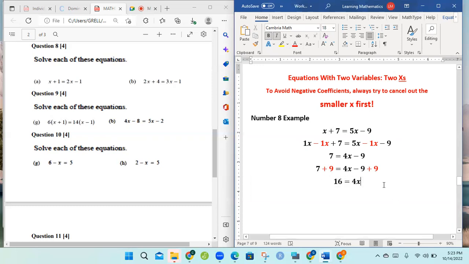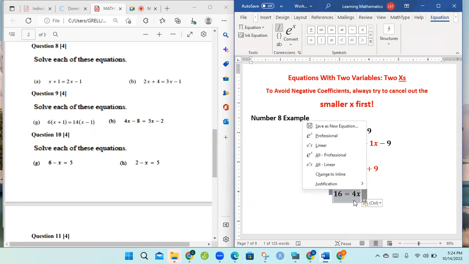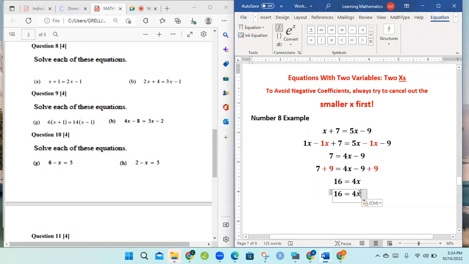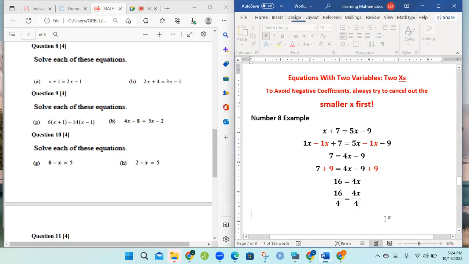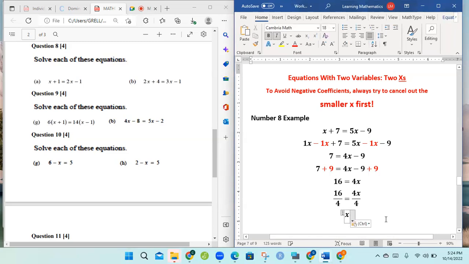And finally, we divide by a positive 4. And train yourself to read from right to left. In mathematics, you can read from right to left. Starting with the x, we're going to get 1x, leave it on the right side. 1x is equal to 16 divided by 4, which is 4. x is equal to 4.